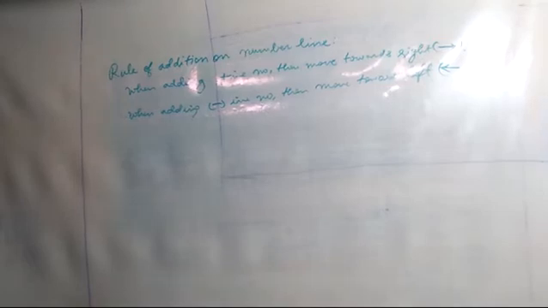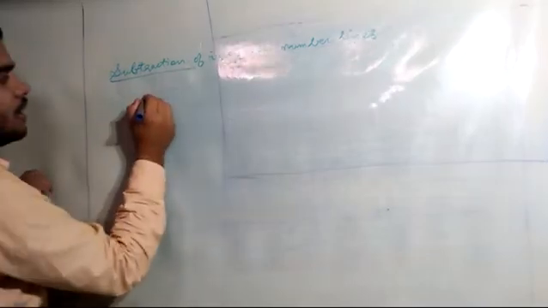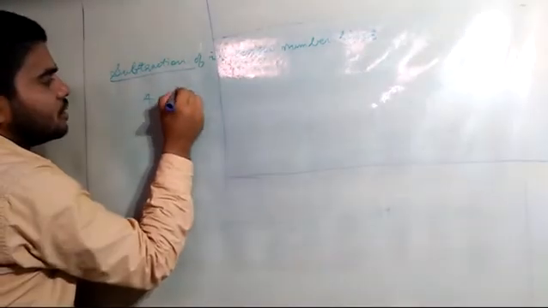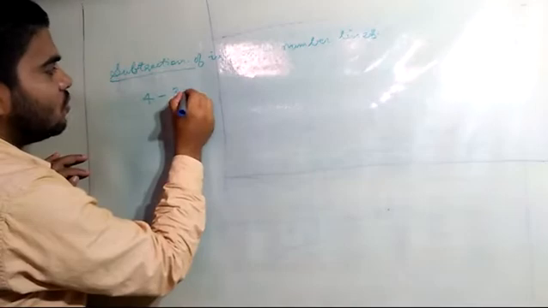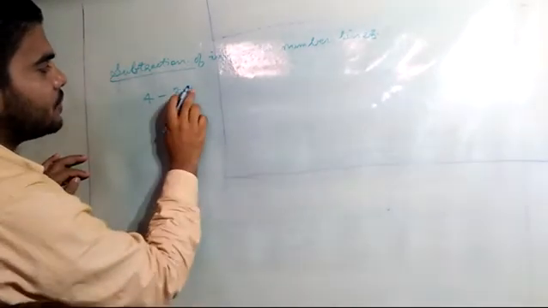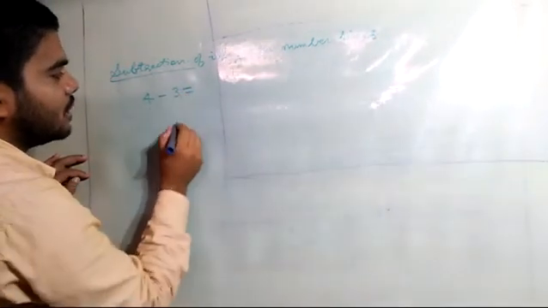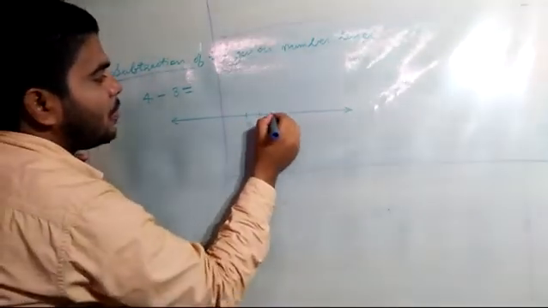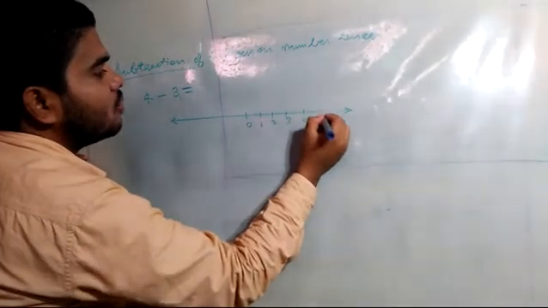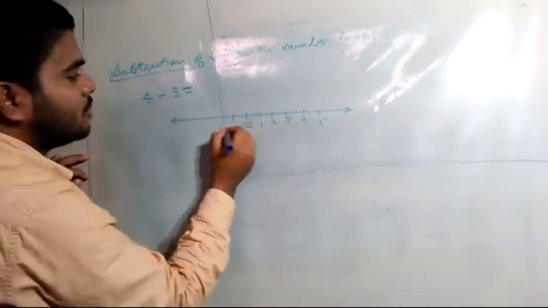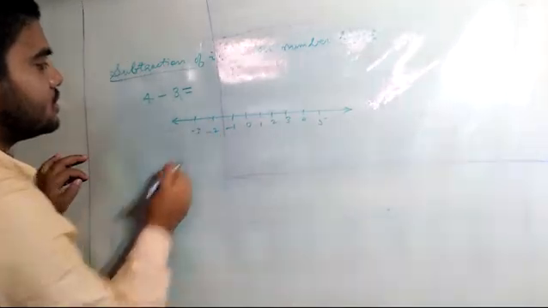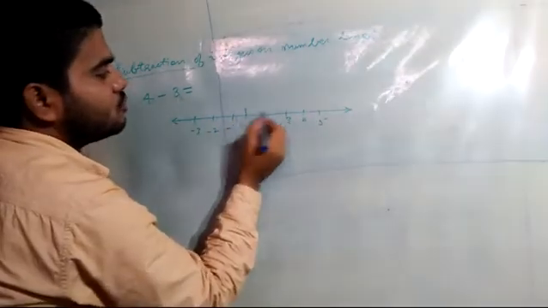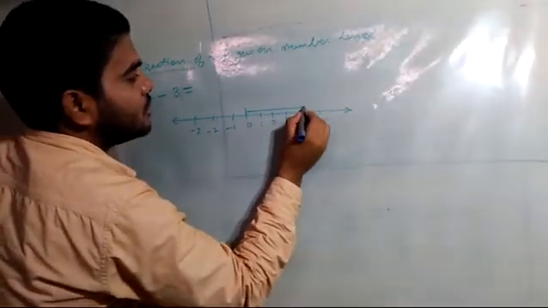Now here I will be discussing subtraction of numbers on number line. Now subtraction of numbers, like 4 minus 3, positive number is there. So what will be my answer on number line? Here 0, 1, 2, 3, 4, 5, minus 1, minus 2, minus 3. From 0 to 4 I will reach first. I reached up to here 4.